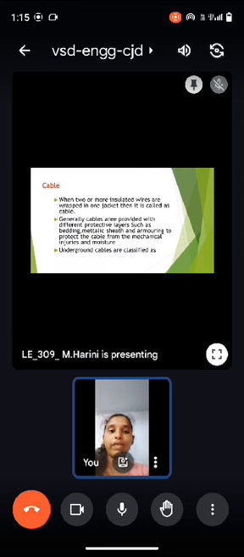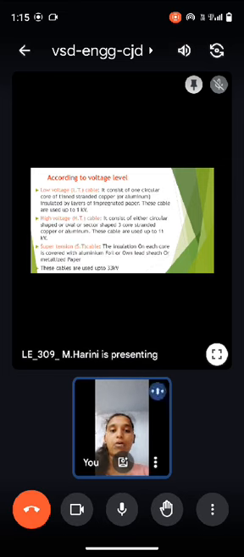Cable. When two or more insulated wires are wrapped in one jacket, it is called a cable. Generally, cables are provided with different protective layers such as beading and metallic sheath to protect the cable from mechanical injuries and moisture. Underground cables are classified according to the voltage level.